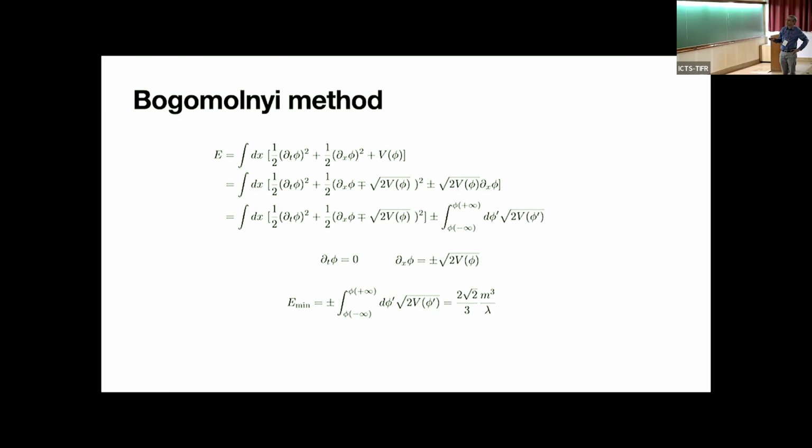And then the minimum of the energy is when these whole squares go to 0. So dt phi is 0. And then this one tells you that dx phi is just square root of 2 times the potential. And that's quite easy to solve, because it's a first order differential equation, you can just divide and integrate. And the energy, now both of these two terms are 0, so the energy is just this last term. And the last term is just the integral of d phi root 2V. And that turns out to be the energy of the kink.